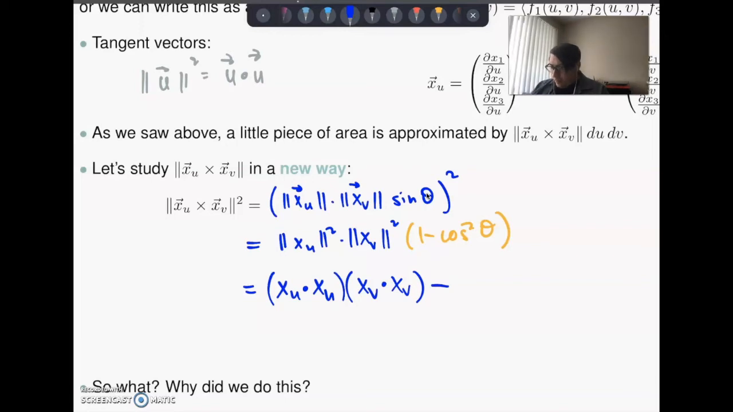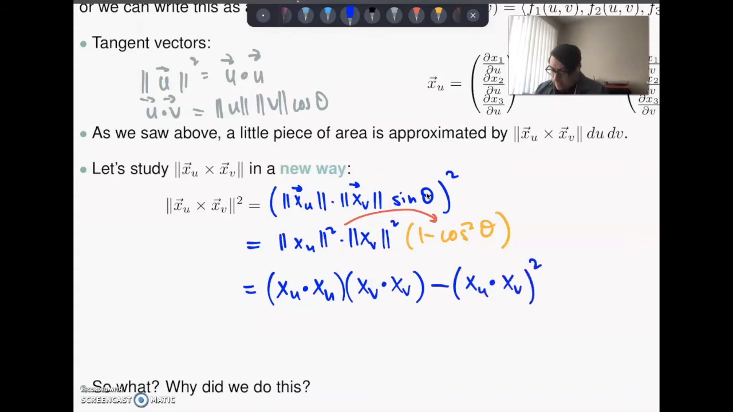we have to remember another formula for the dot product. Let me write it up here. If you have u dot v, two vectors, you can write this as the length of u times the length of v cosine theta, and that's exactly what I have if I distribute this and I have squares everywhere. So what I get is xu dot xv squared. Okay, that's really all I wanted to show.